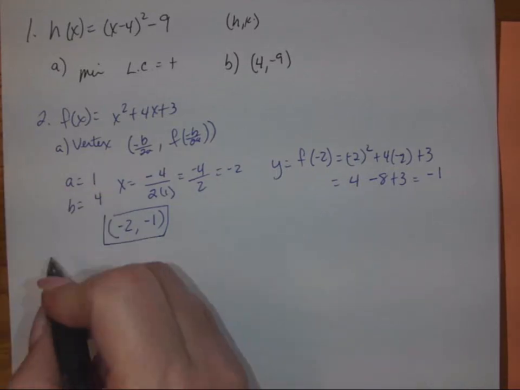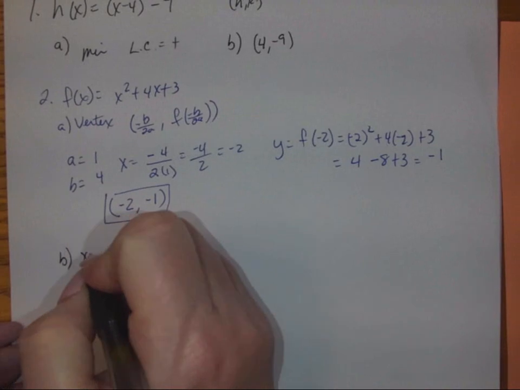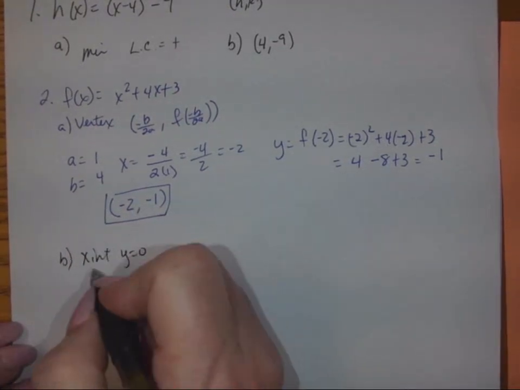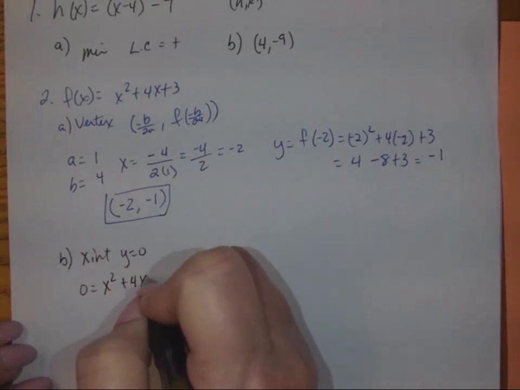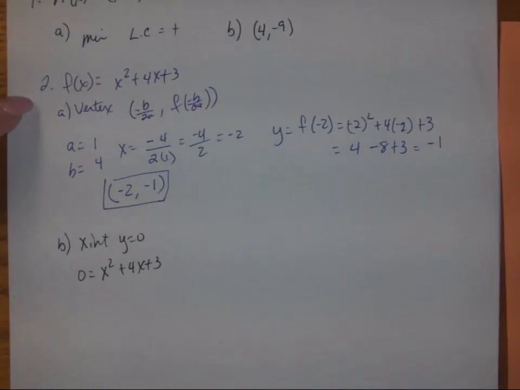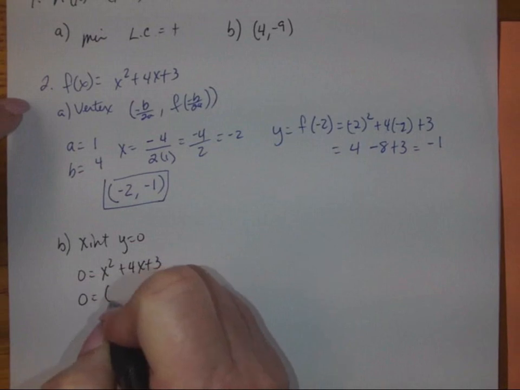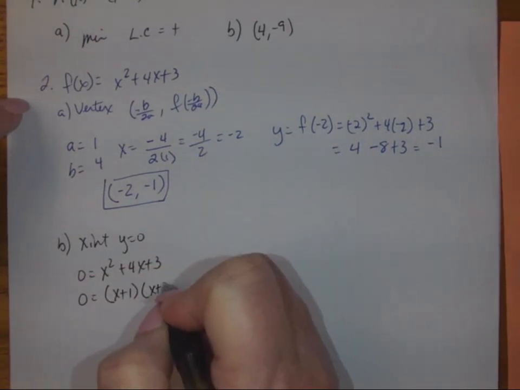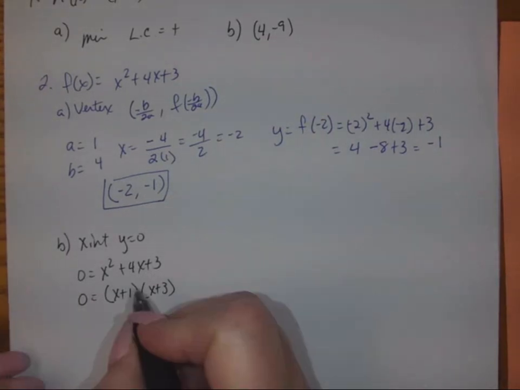So for part B, we're looking for the x-intercept and the y-intercept. For our x-intercept, y is equal to 0. So 0 is equal to x squared plus 4x plus 3, going back to our original problem. Remember, f of x is the same thing as y. You need to factor this. We use the AC method. If you need help with factoring, you can go find my video on AC method factoring to help you out.